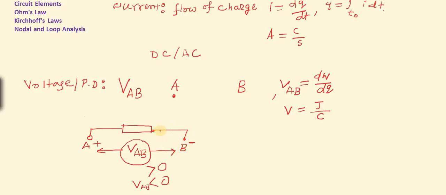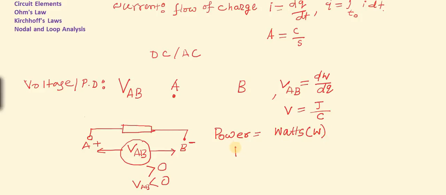So this is all about potential difference or voltage. Now come to our next part, that is power. Power is the time rate of expending or absorbing energy. This power is measured in watts. That means the unit of power is watts and denoted by W.